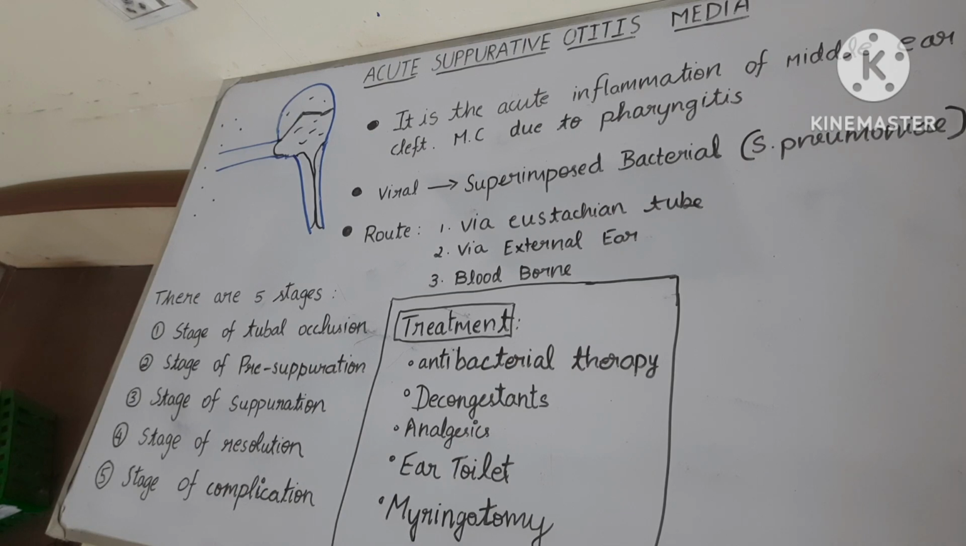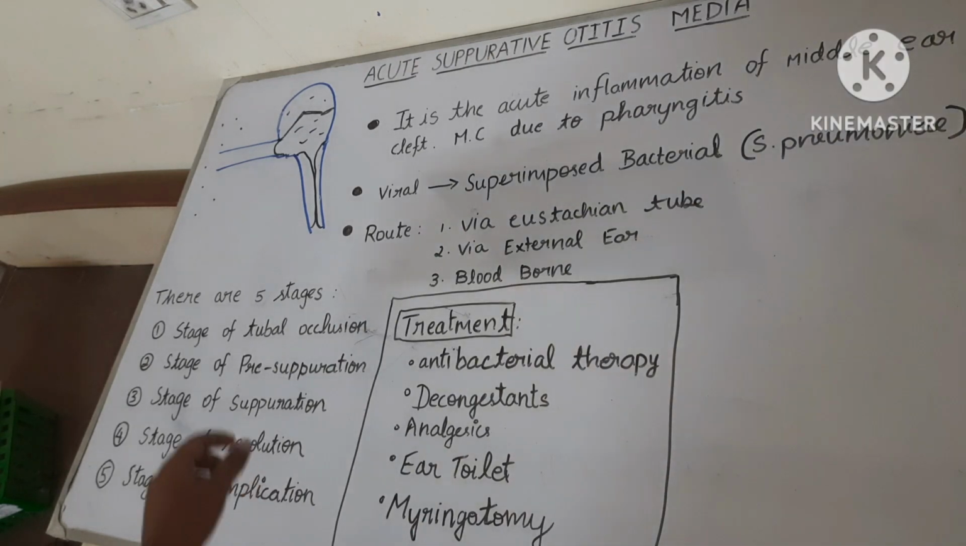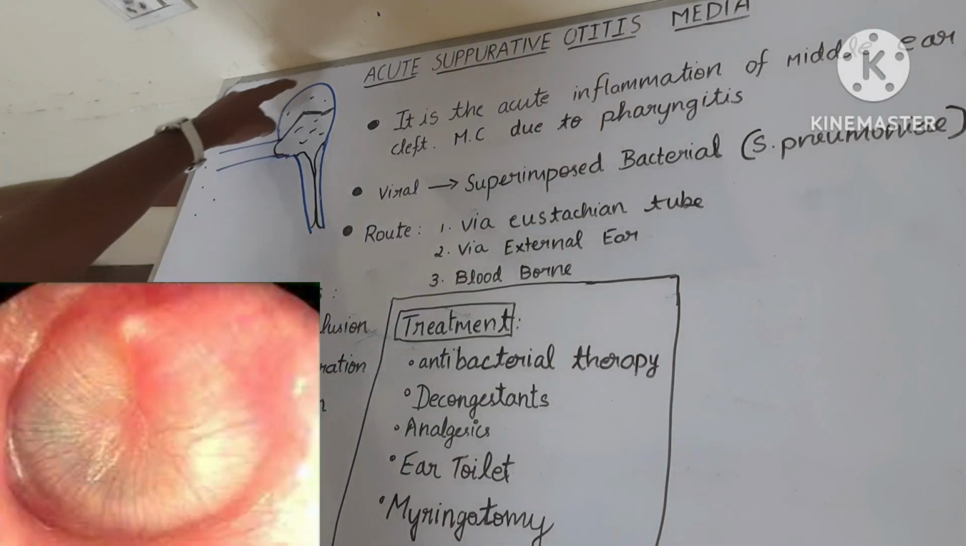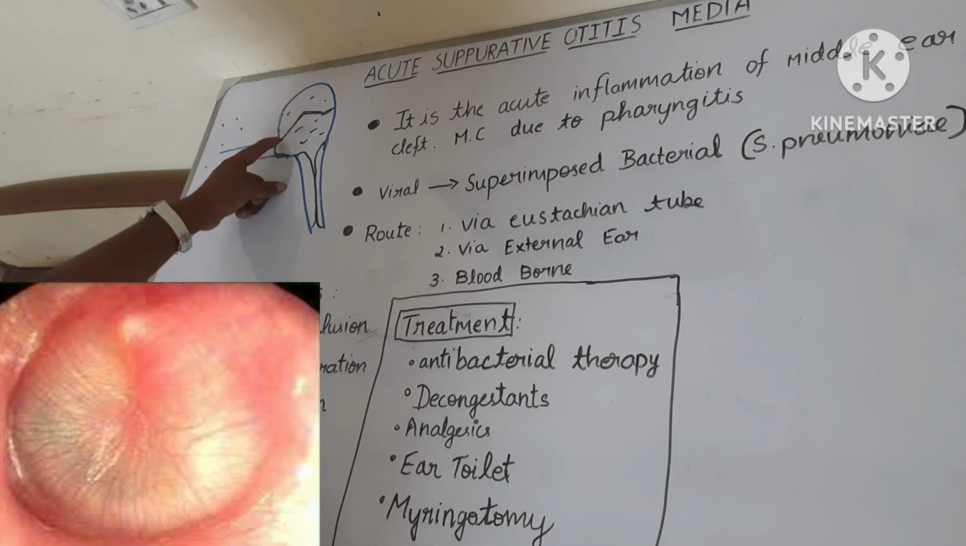So one important sign is the cartwheel sign. The middle ear lining becomes edematous and hyperemic. I have mentioned before that the middle ear lining has become edematous and hyperemic. The tympanic membrane is also a part of the middle ear lining. This is the middle ear. The tympanic membrane also forms a part.